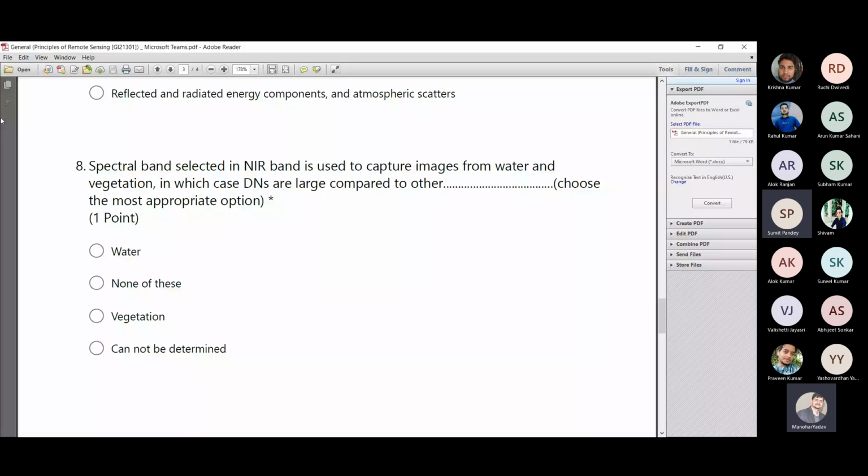Correct? Yes, sir. Now we map this concept to the spectral signature. We have selected our spectral band in NIR. In the NIR band, as we recently discussed, we have a reflected energy component only. If you analyze the total outgoing energy from the ground resolution cell at the object level, then that outgoing energy is only constituted by the reflected energy component. Got it?